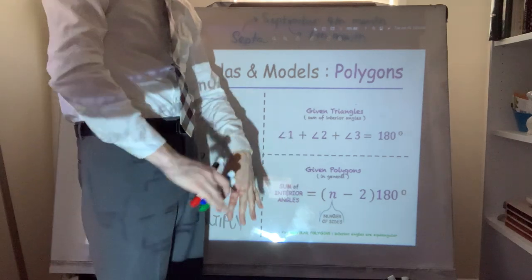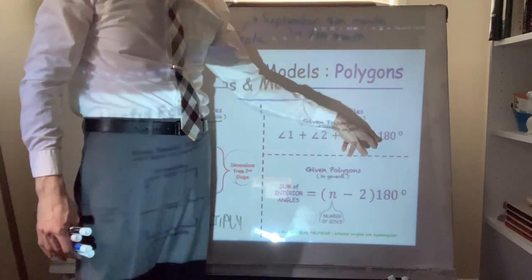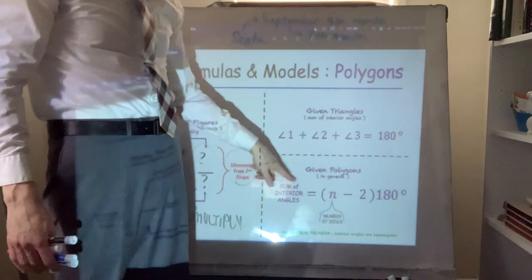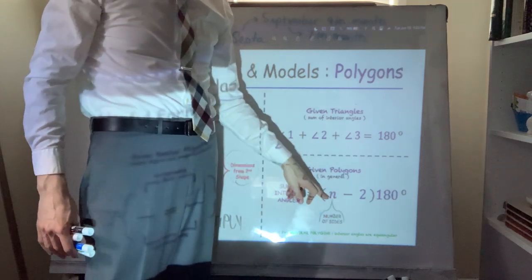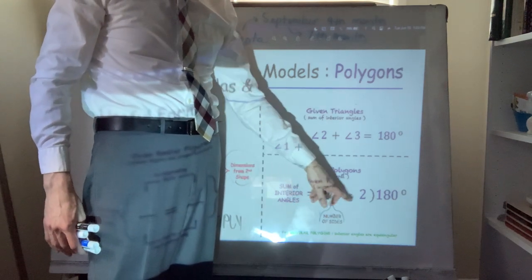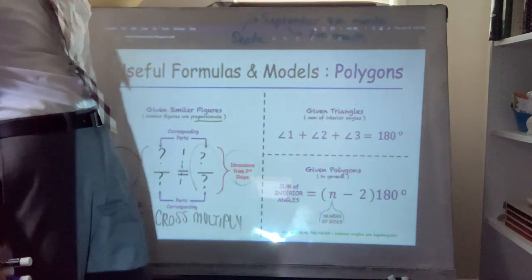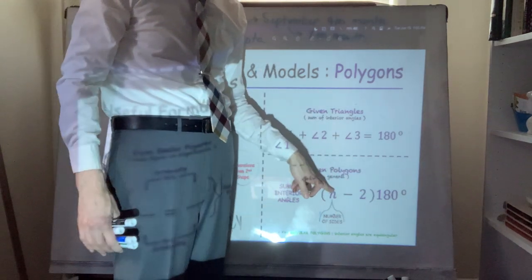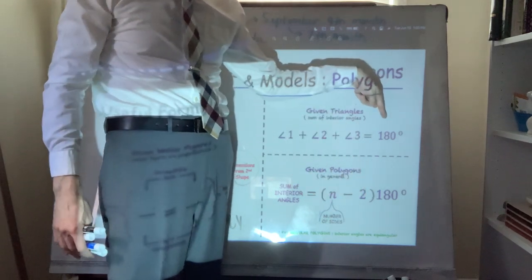If you're given a polygon in general, it's not going to be 180, it'll be something greater. You could figure out the sum of the interior angles using this formula. Figure out the number of sides of the shape, subtract 2, and then multiply by 180. So if you had a triangle, it would be a 3 here. 3 minus 2 is 1. 1 times 180 is 180.